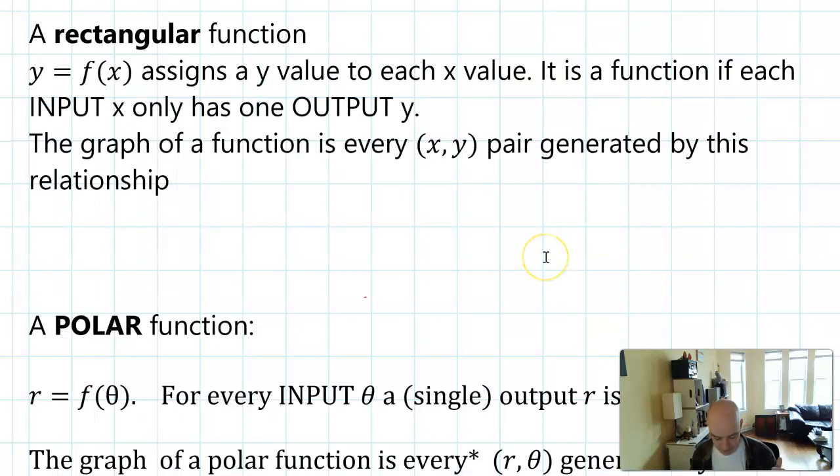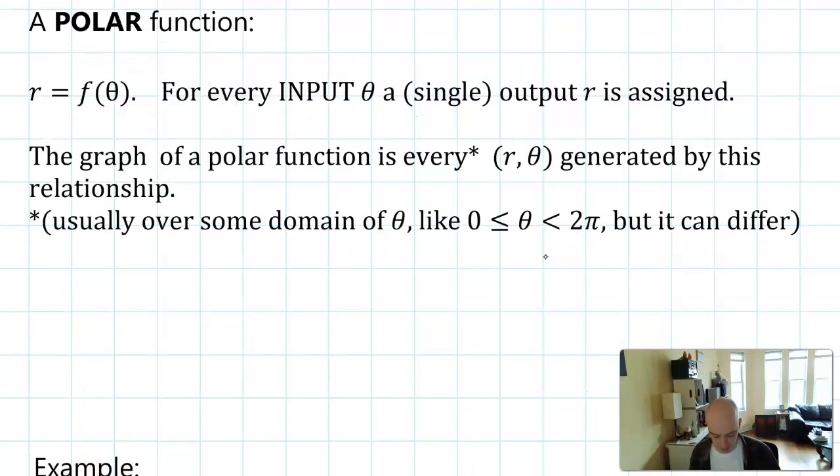It is useful to compare a polar function to a rectangular function, which is what we've always worked with in the past. In a rectangular function like y equals f of x, every x value receives a y value, or the function assigns a y value to every x. Every input x gets one output y, and when you put all possible x, y pairs together, you get some kind of graph. Maybe it's a line, maybe it's a parabola. You get some kind of graph that's generated by every x having a y, and you plot all those points.